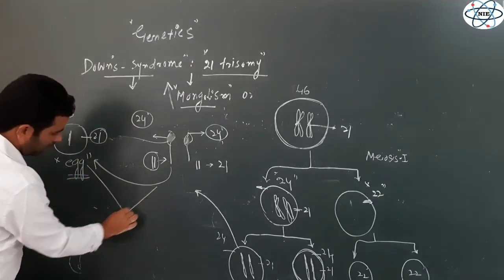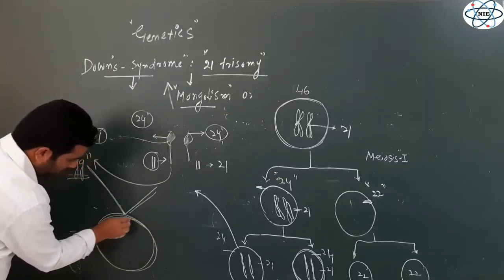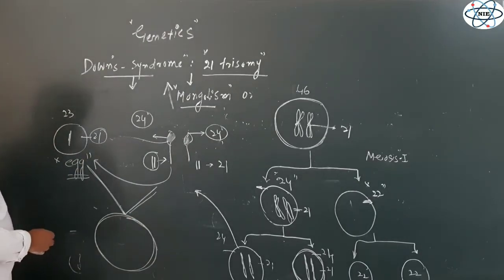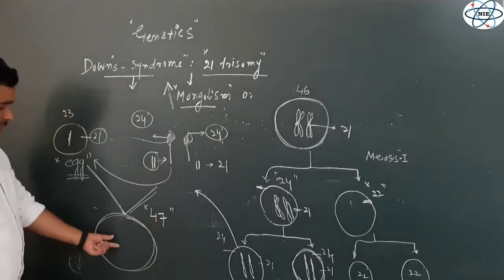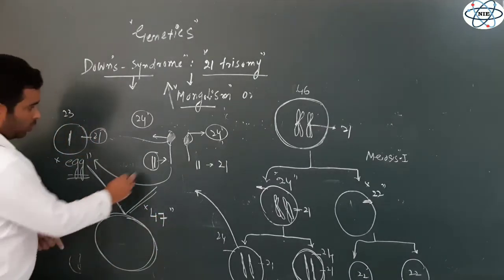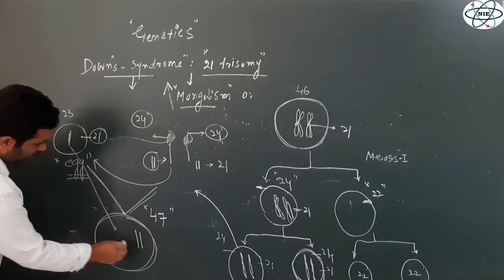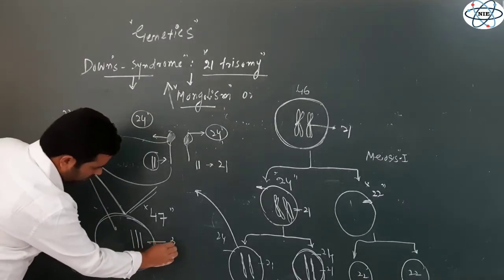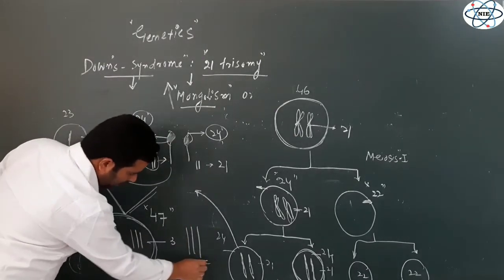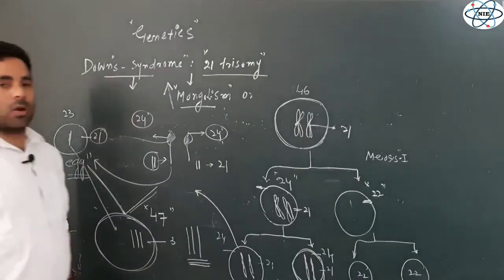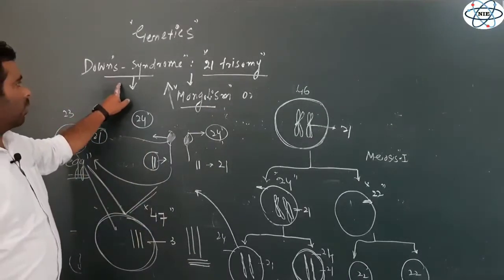So what will be the chromosome complement of the zygote? The total number of chromosomes in the zygote will be 47. The zygote will receive two copies of 21 from the sperm, 1, 2, and it will receive one copy of chromosome number 21 from the egg. So there are three copies of chromosome number 21. That is the cause of the genetic disorder. This results in the genetic disorder which we call Down's syndrome.